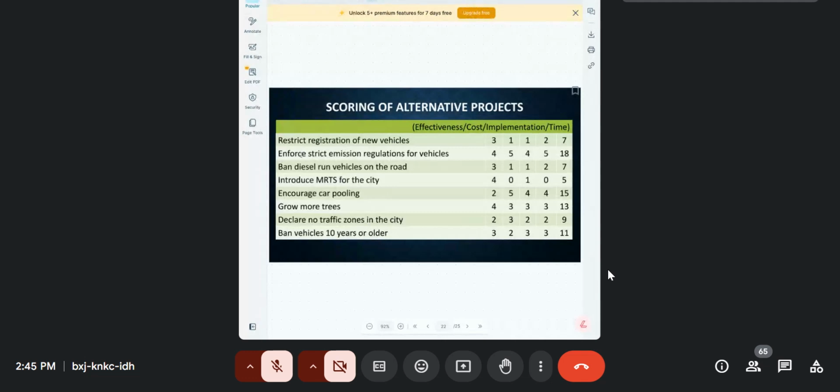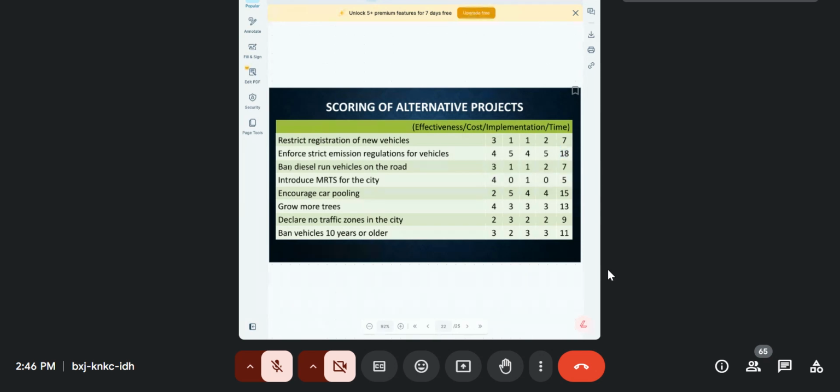Then enforcing strict emission regulation for the vehicle. For that one we give effectiveness a score of 4, then cost a score of 5, then implementation a score of 4, then time a score of 5, giving us a total of 18.